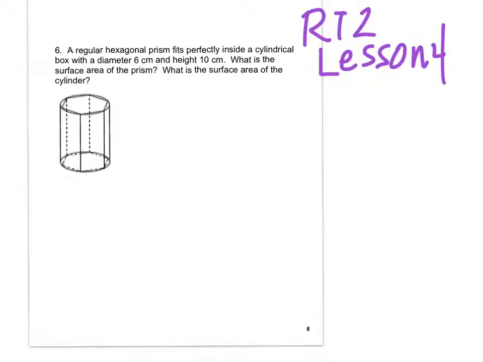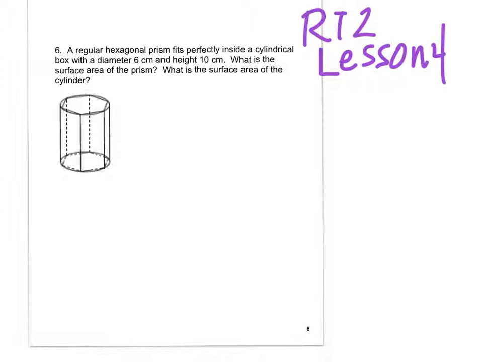In problem number 6 from RT2 lesson 4, we are asked to find the surface area of a prism and of a cylinder when the prism is inside the cylinder. So we're first of all going to look at the surface area of the cylinder, because I think that's the easier one to find.